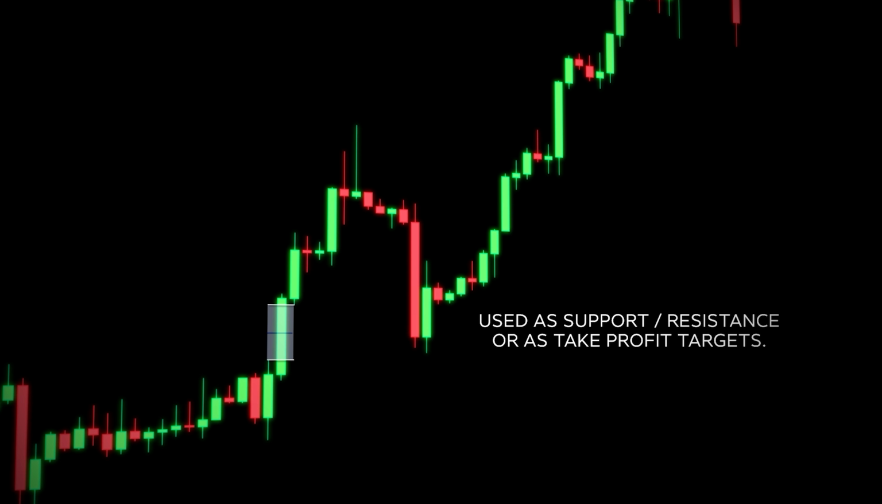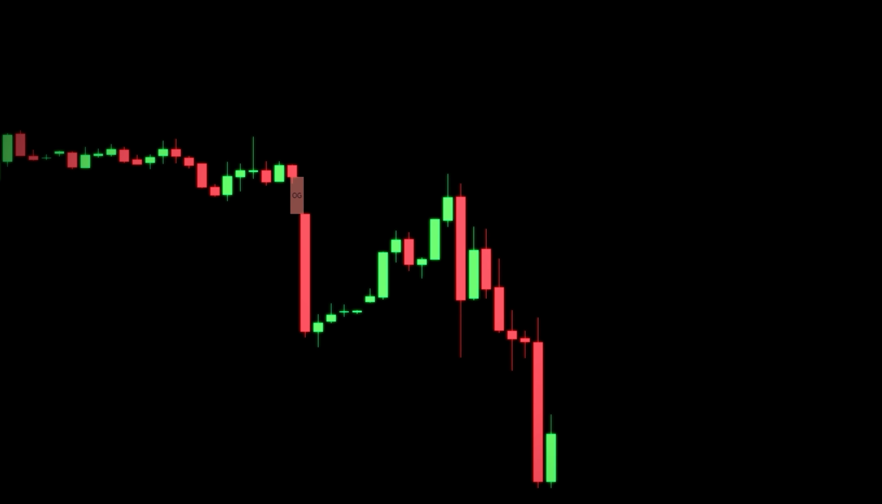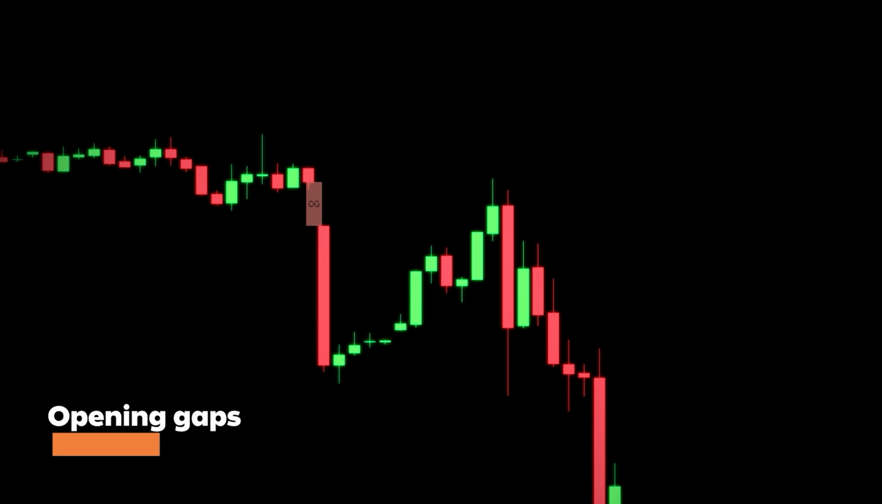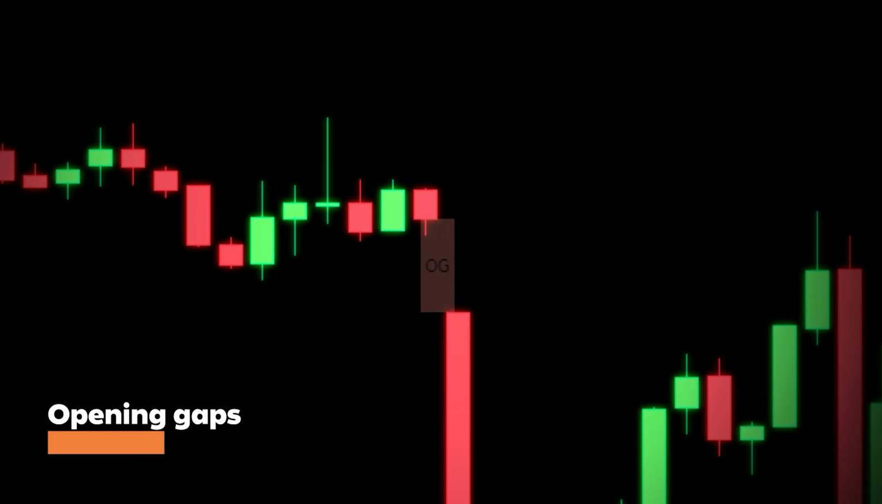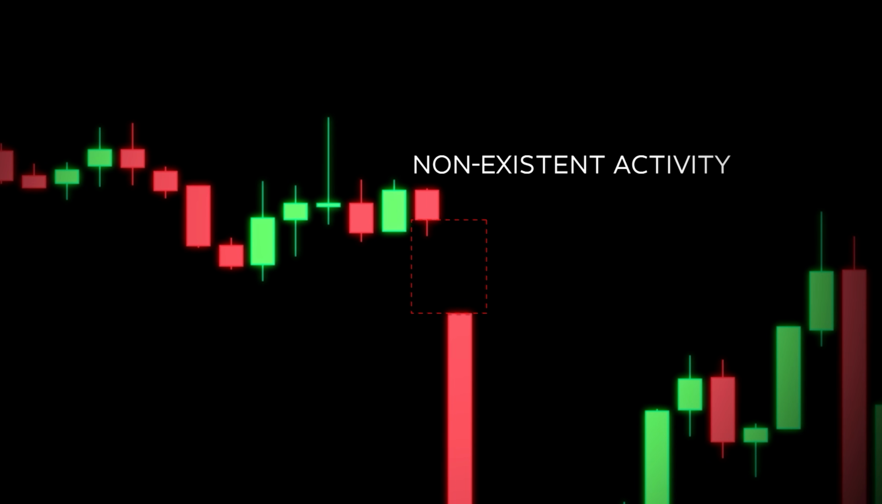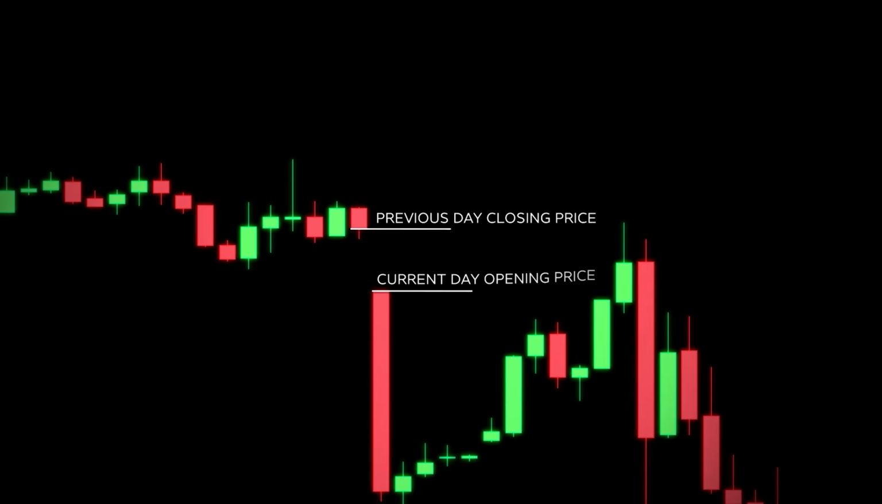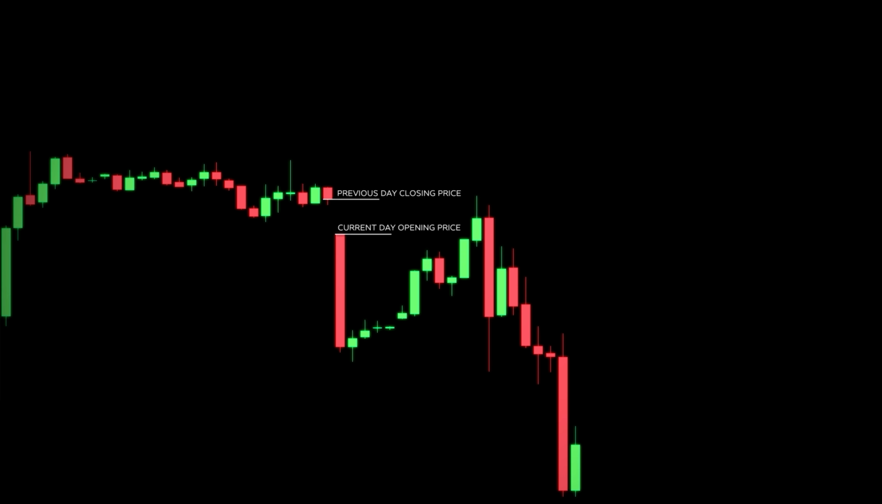But fair value gaps are just one of the countless types of imbalances. So what are the others? The next one that you should know and this indicator covers are opening gaps. These are imbalances characterized by non-existent activity within a specific price range. Let me explain. The day opening gap is the difference between the closing price of the previous day and the opening price of the current day.